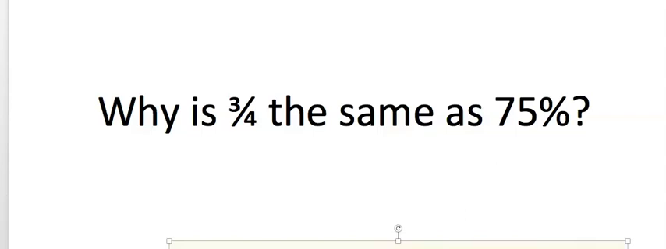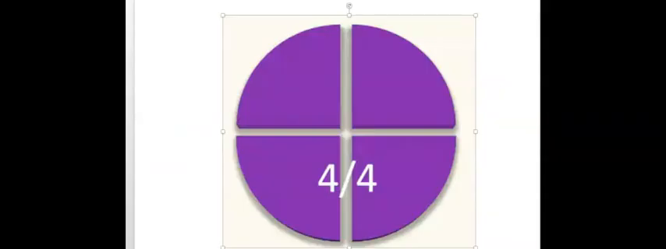Have you ever wondered why 3/4 is the same as 75%? Let's find out. Let's start with 100%. 100% is one whole thing. Even though we have 1/4, 2/4, 3/4, 4/4, we have one whole thing. We have 4 out of 4, and that makes 100%.